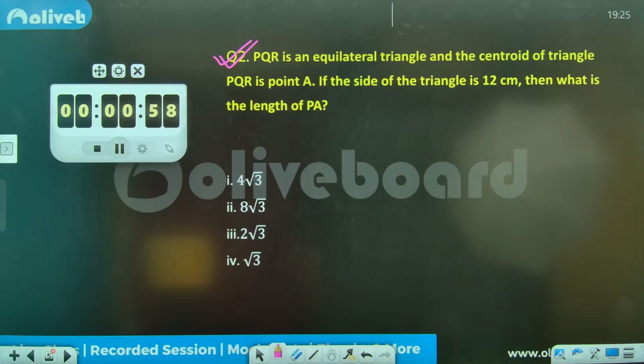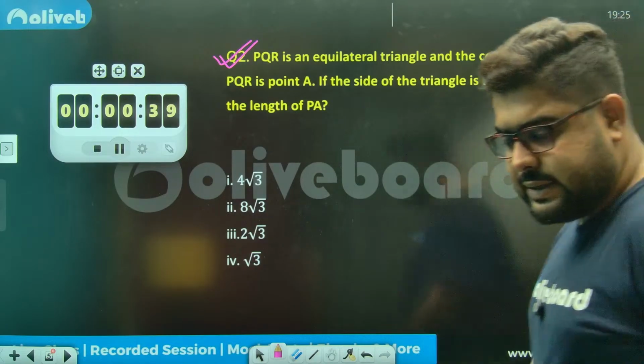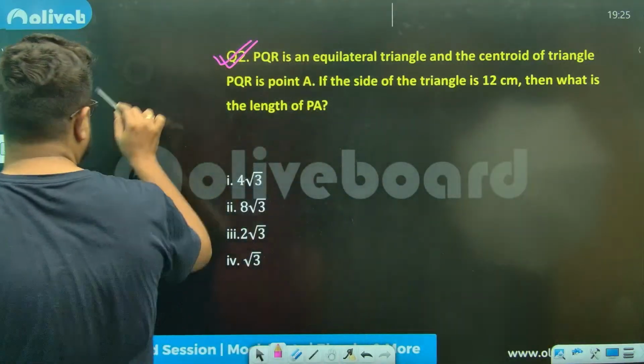Chalo sir, chalo sir. This is a very simple question. Dev has already given the answer. Very good, Dev. Anybody else? It is a very simple question.